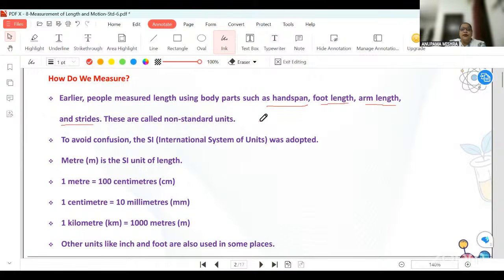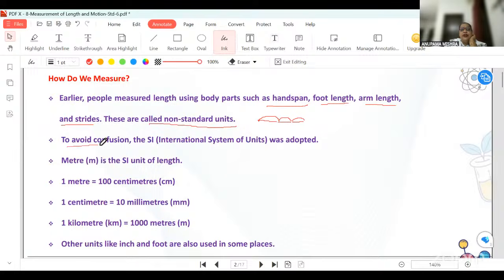Okay, and strides. Strides means when one person moves from one place to the other, what is the length. These are called non-standard units. They were not recognized as a standard unit. It was recognized as a non-standard unit.